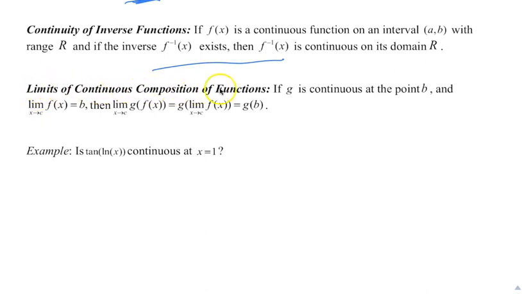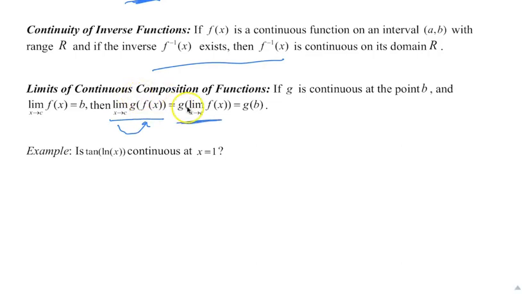Limits of continuous compositional functions. If g is continuous at point b, and the limit as x approaches c of f of x equals b, then the limit of g of f of x equals g of b. What's going on? Well, the key thing is this condition at the bottom. So let's look at this. They give you the limit as x approaches c of g of f of x. What they're saying is you can put that limit inside, and now it becomes this.